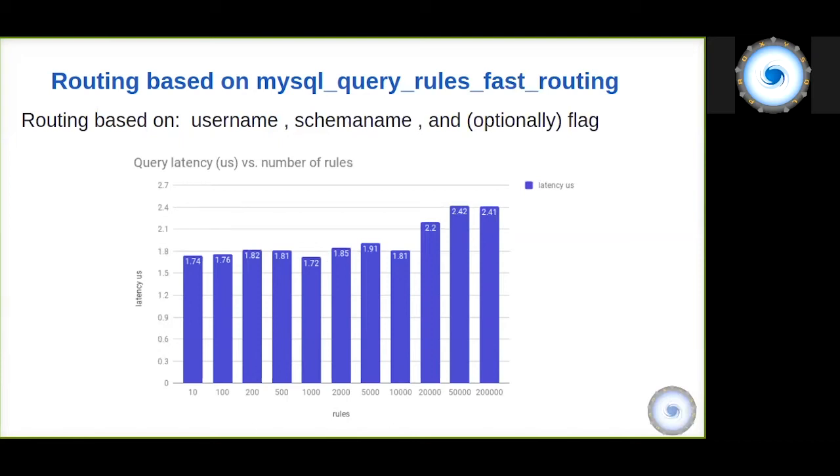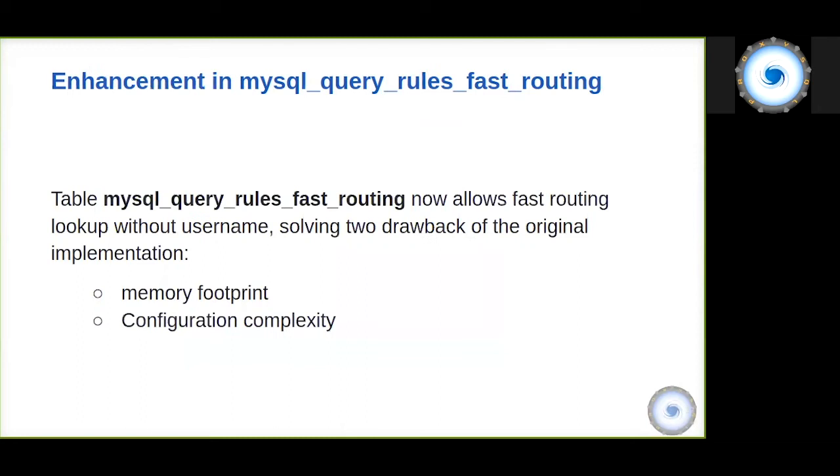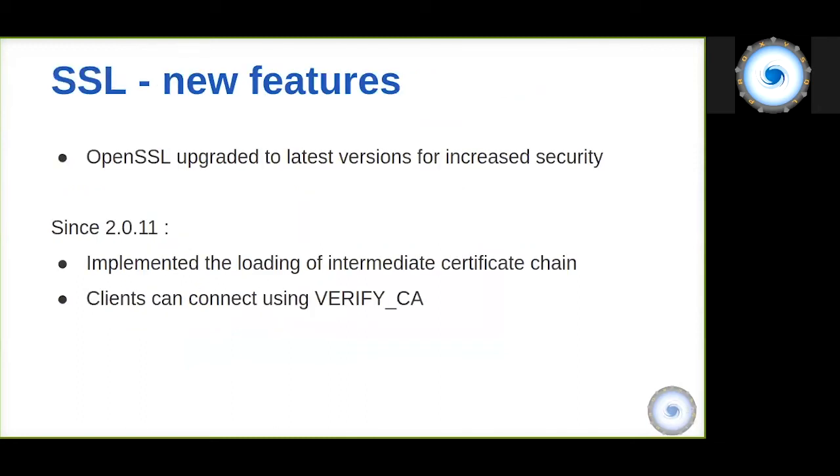Now, in 2.0.11, we introduced the ability of having rules without the username. So if you have a lot of users that all use the same schema, you can just create one single rule that applies to all users instead of having one rule per user. This improves memory utilization, but also simplifies the configuration, because if you have 100 or even 1,000 users, you don't need to create a rule for each of them, but you just create one that applies to them all. So that was an enhancement.